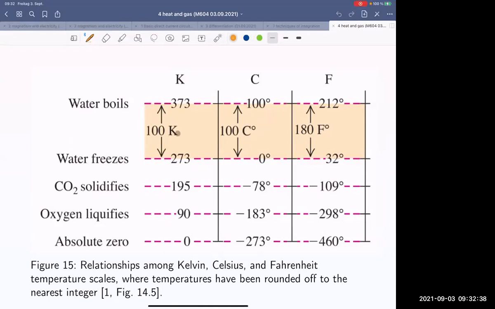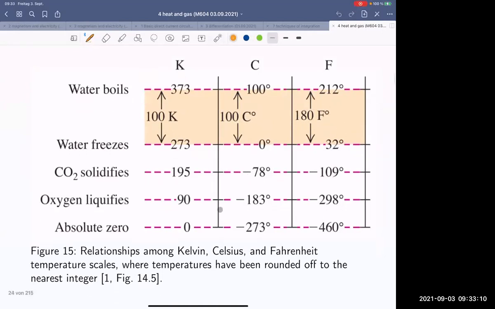There is a difference of 100 Kelvin between the freezing point and boiling point of water, and also 100 degrees on the Celsius scale. But there are 180 degrees between the freezing point and the boiling point on the Fahrenheit scale. They have more divisions, more details here.